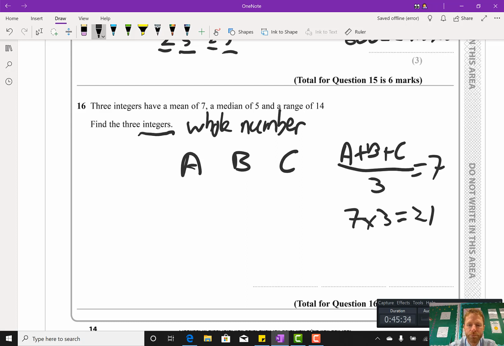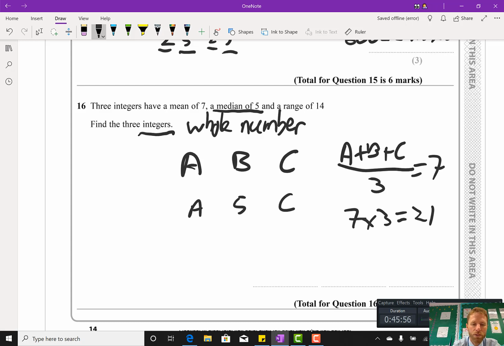Next thing, median of 5. The median is in the middle. So B is 5. So I'm a bit further on now. I know that something plus 5 plus something must equal 21. A range of 14. The range is the difference between the highest and the lowest. So I need 14 between the highest and lowest.